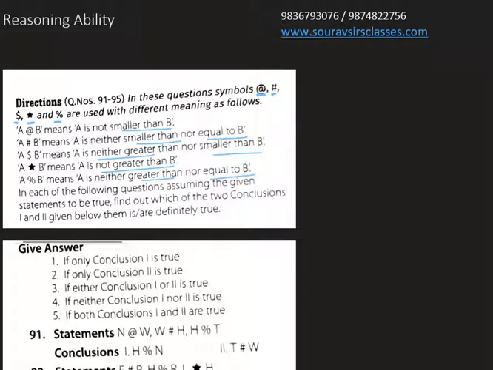In each of the following questions, assuming the given statements to be true, find out which of the two conclusions 1 and 2 given below them is or are definitely true. So let's start with the first one. Here the statement is N at the rate W. N at the rate W implies that N is greater than equals to W.